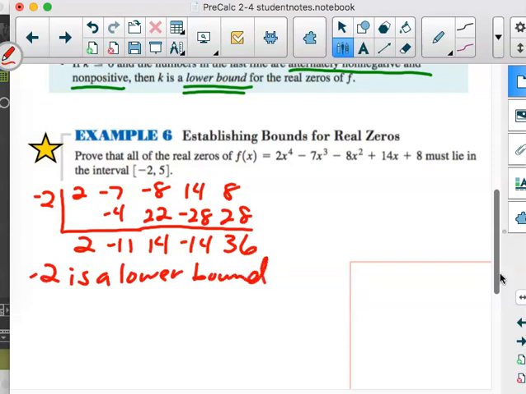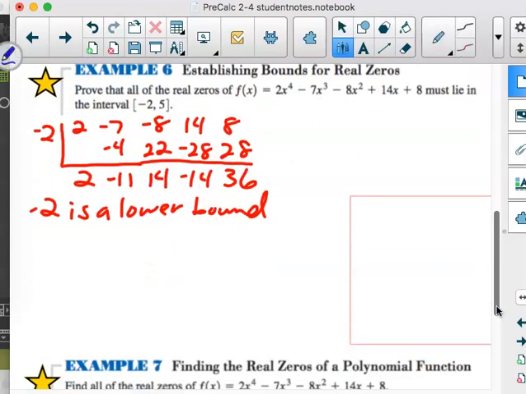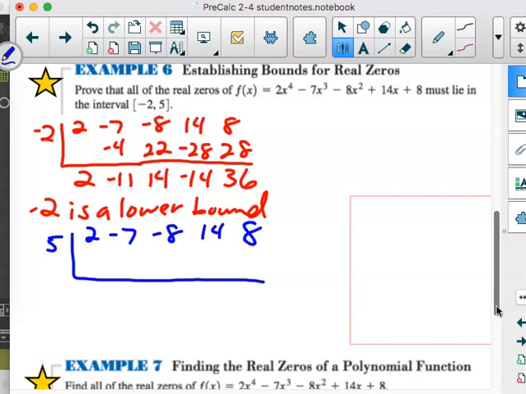Not done though. We wanted to check the upper bound as well, and that was the 5. So again, go ahead and do synthetic. Let's see if we end up at the same place.